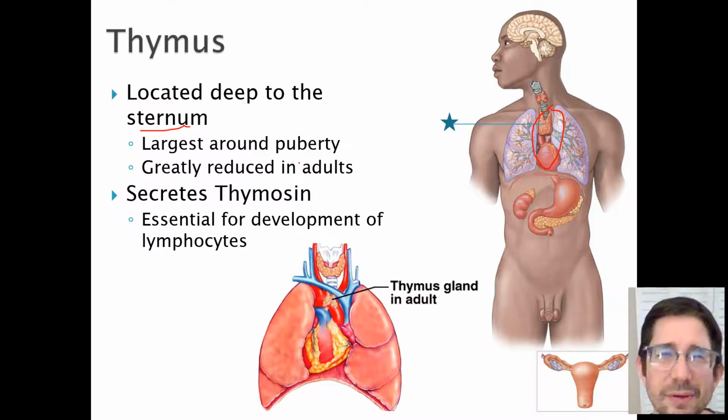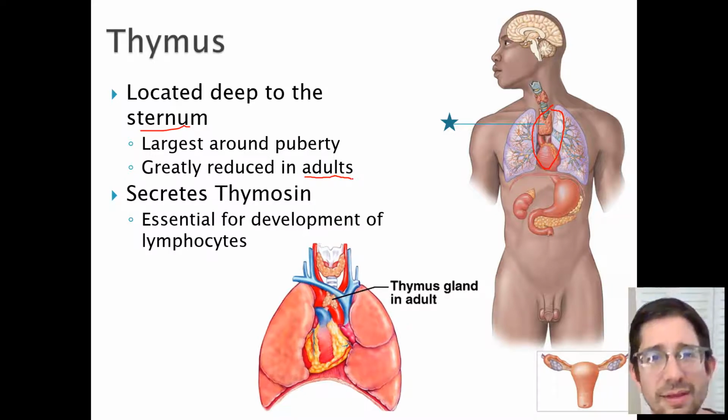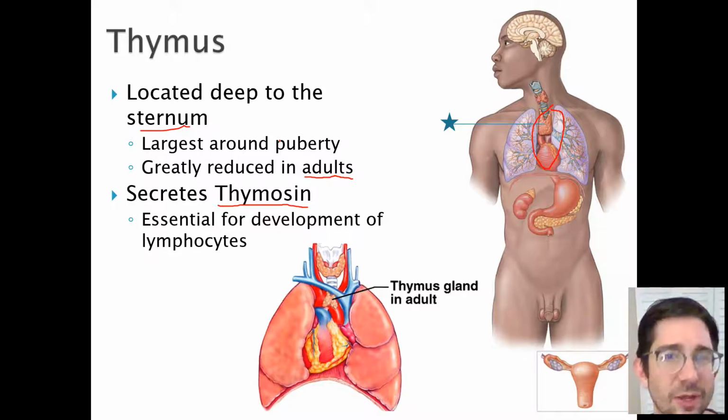It's big when you're young, especially around puberty. This is when your body's learning to fight off a lot of diseases. It's very active. But in adults, it's pretty much gone. It becomes a lot of connective tissue and fat and not a ton else. But you do need it to hang around and do its job, because it makes a hormone called thymosin. Pretty good name for the thymus: it makes thymosin, which you need to develop your lymphocytes. We'll talk more about that in the lymphatic chapter.